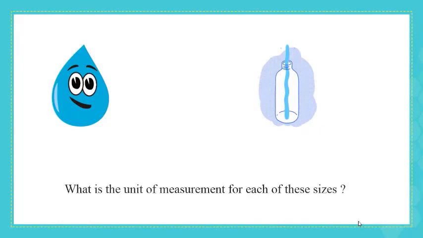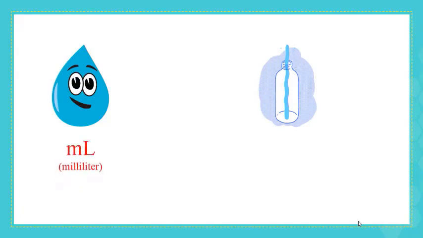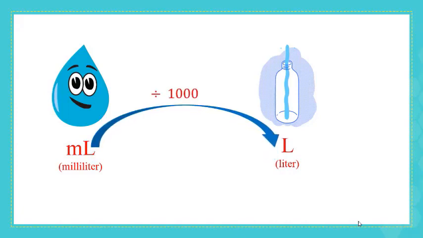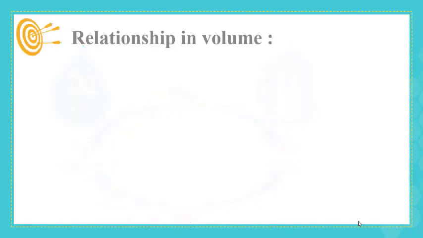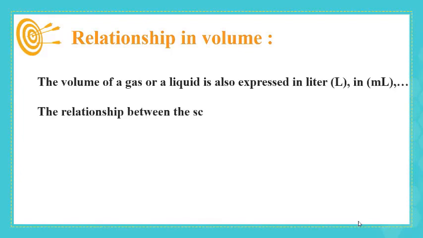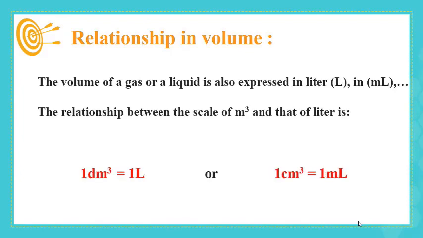If we have a drop of water and a bottle of water, what is the unit of measurement for each of these sizes? Milliliter and liter. How can I convert from milliliter into liter? Divide by 1000. How can I convert from liter into milliliter? Multiply by 1000. The volume of a gas or a liquid is also expressed in liter, milliliter, and other units. The relationship between the scale of meter cube and that of liter is 1 decimeter cube equal 1 liter, or 1 centimeter cube equal 1 milliliter.